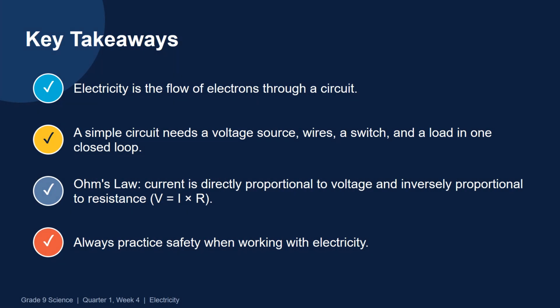Let's recap the 4 big ideas from today's lesson. First, electricity is the flow of electrons through a circuit. Second, a simple circuit needs a voltage source, wires, a switch, and a load, all connected in one closed loop. Third, Ohm's law tells us that current is directly proportional to voltage and inversely proportional to resistance, expressed as V equals I times R. And fourth, always practice safety when working with electricity. Keep these 4 takeaways in mind as we move into our reflection.